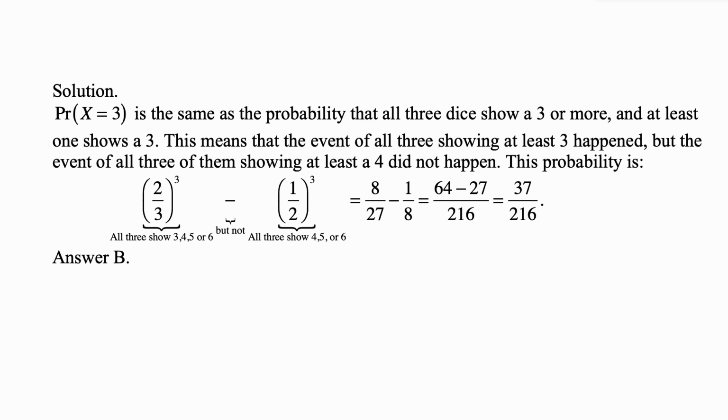And the probability we're looking for is the difference of the two, because the second event, all 3 showing 4, 5, or 6, is a subset of the first, all 3 show 3, 4, 5, or 6. So this is equal to 8/27 minus 1/8, which with the common denominator of 216 is 64/216 minus 27/216, and that's 37/216, and that's answer B.